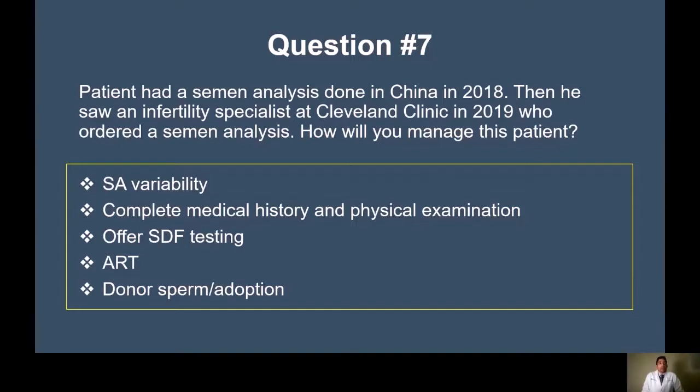Prior to offering any sort of assisted reproductive technique or donor sperm or adoption, it's important to review that these patients were performing timed intercourse appropriately. And once you have taken all the steps in the workup and management of a male infertility patient, you can then also offer and discuss any sort of assisted reproductive technique or donor sperm or adoption.